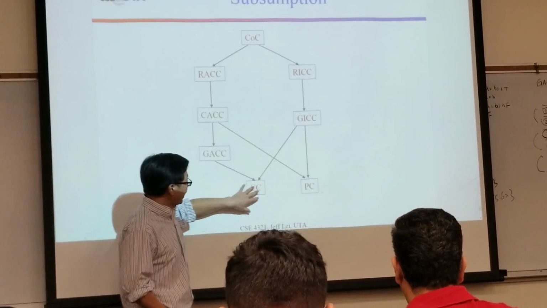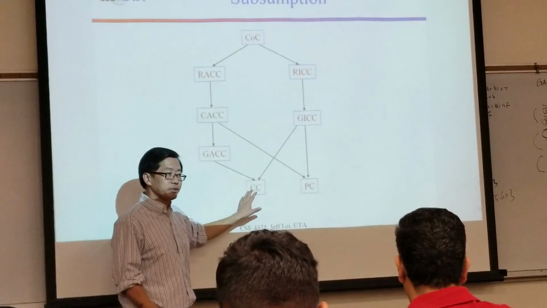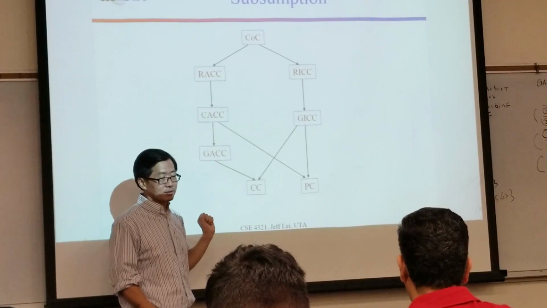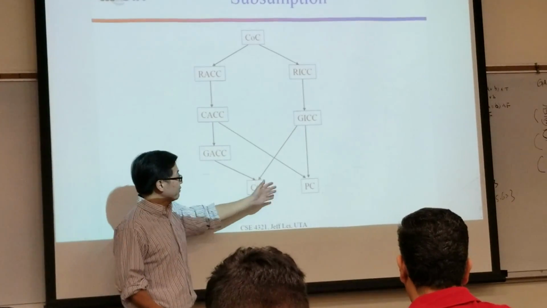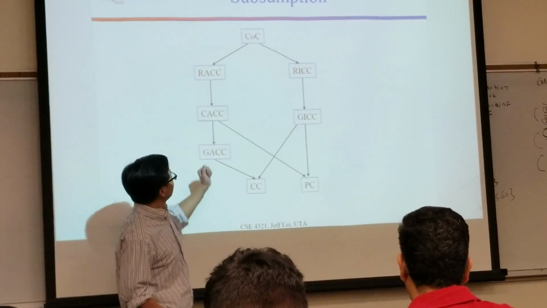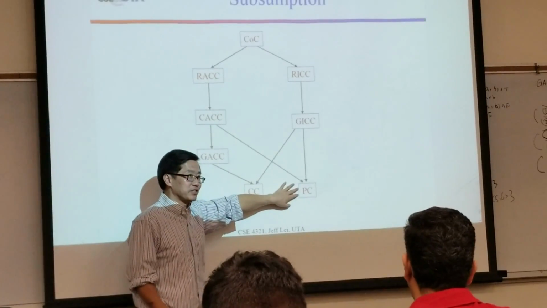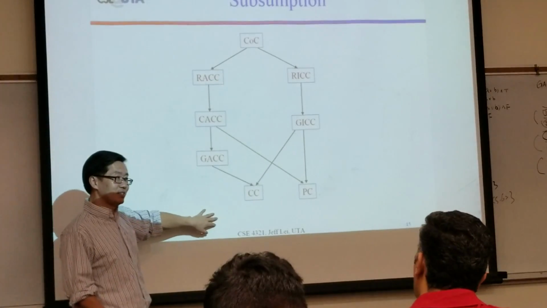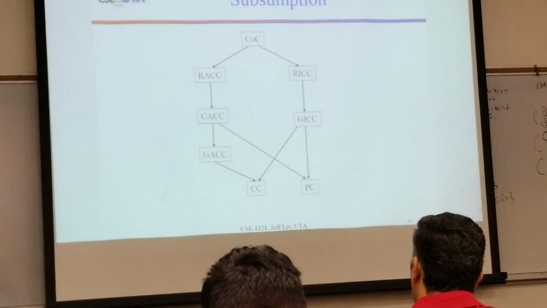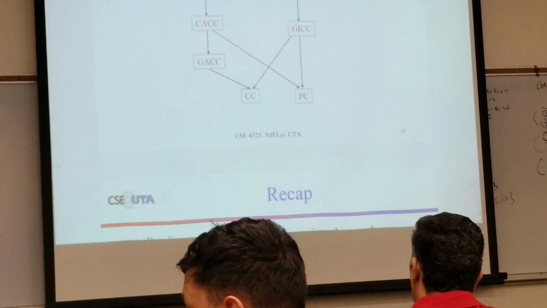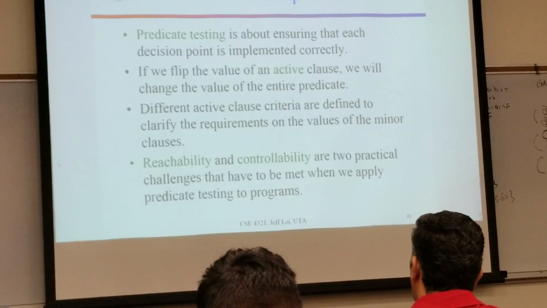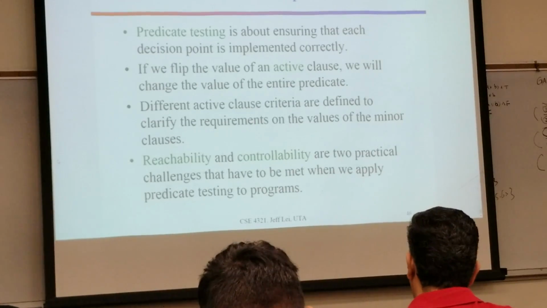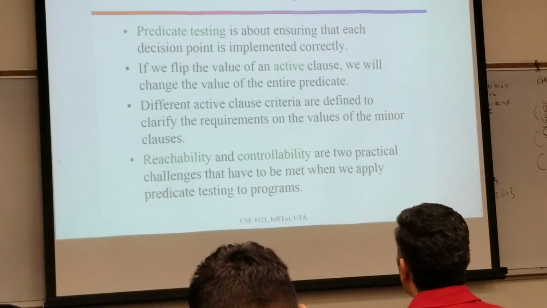On the bottom, you have clause coverage and predicate coverage. We discussed that neither is stronger than the other, so you do not have a subsumption relationship. But CACC is stronger than predicate coverage, and GACC is stronger than clause coverage. But GACC is not stronger than predicate coverage.